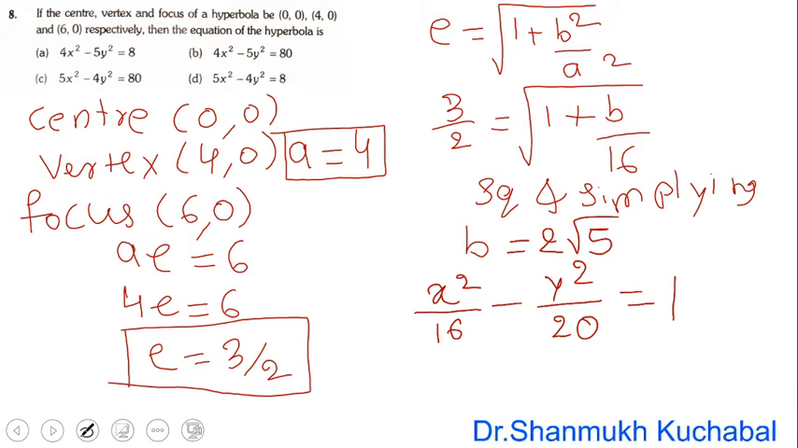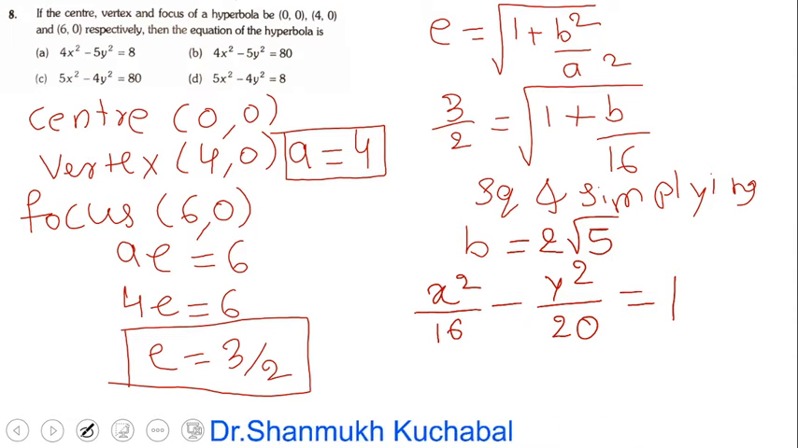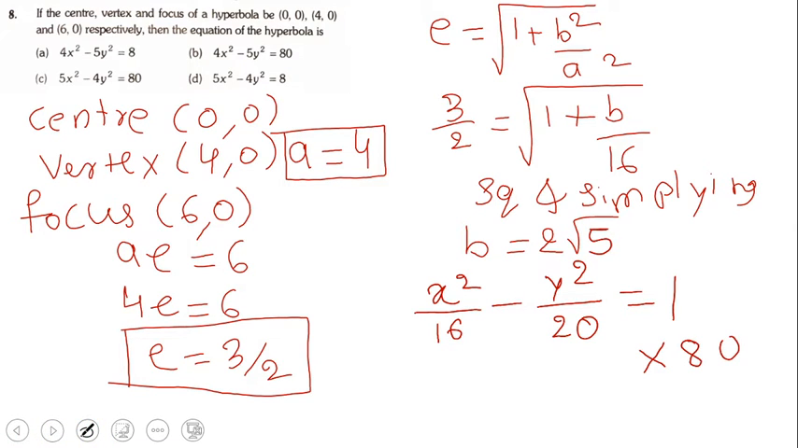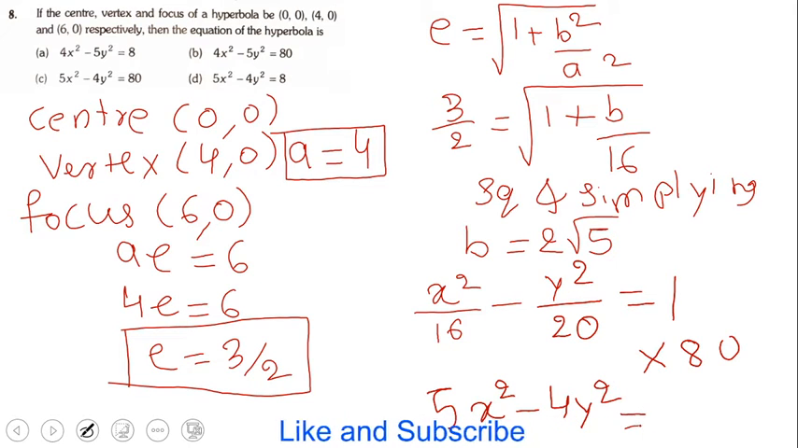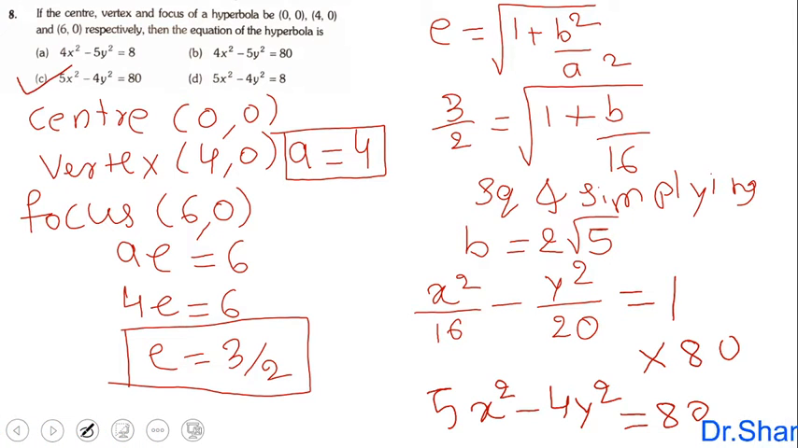Further, we have to search for this equation in the options. This equation is not there in the options, so we have to find the LCM. The LCM of 16 and 20 is 80. Now multiply this equation by 80. So we get 5x square minus 4y square equal to 80. Therefore clearly option C is the right answer.